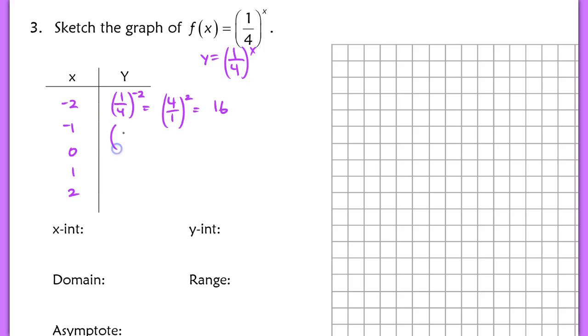If I plug in -1, using that same idea, I can take the reciprocal first, raise it to the positive power now, so that's just 4. 1/4 to the 0 power is 1. 1/4 to the first is 1/4. 1/4 to the second power is going to be 1/16, squaring both the 1 and the 4. Okay, so I'm plotting these points here.